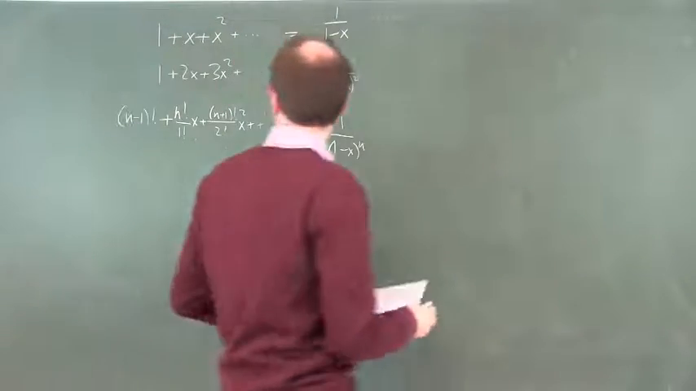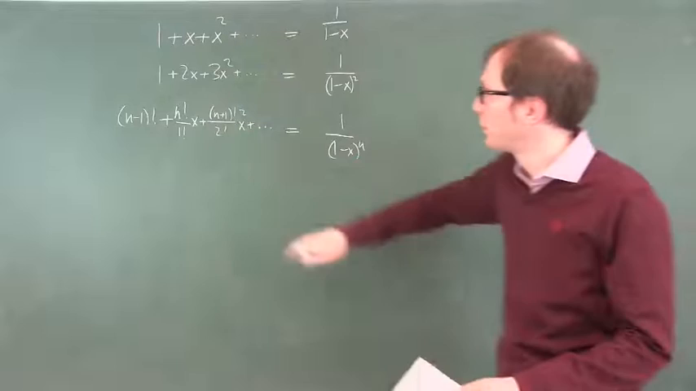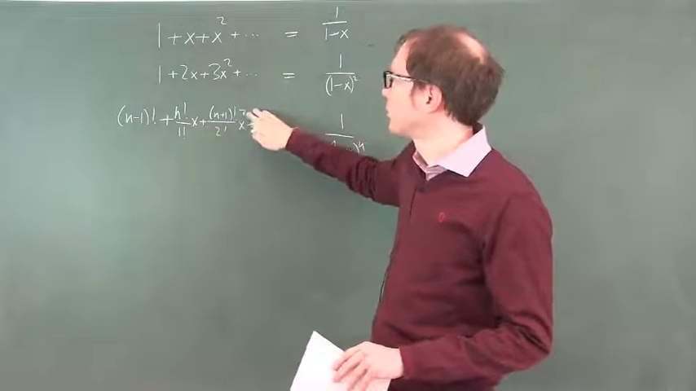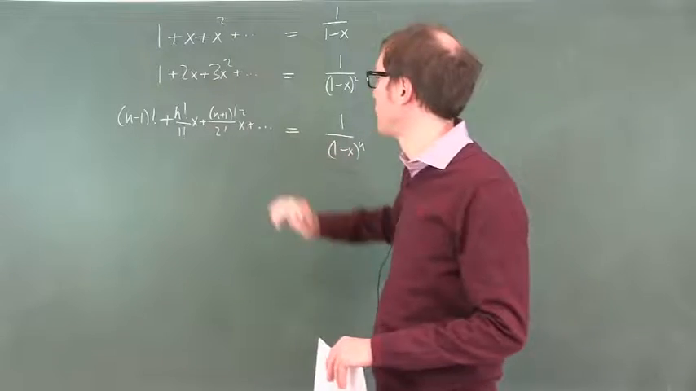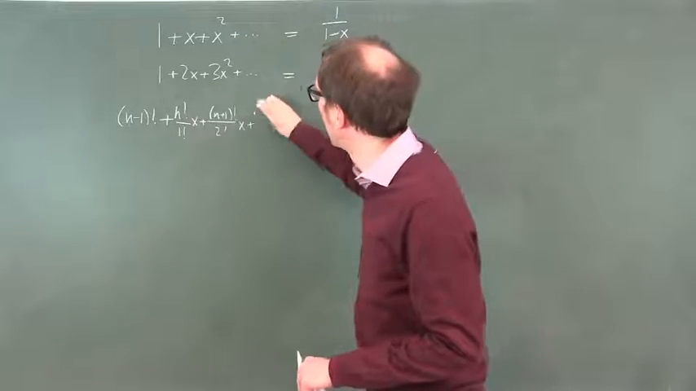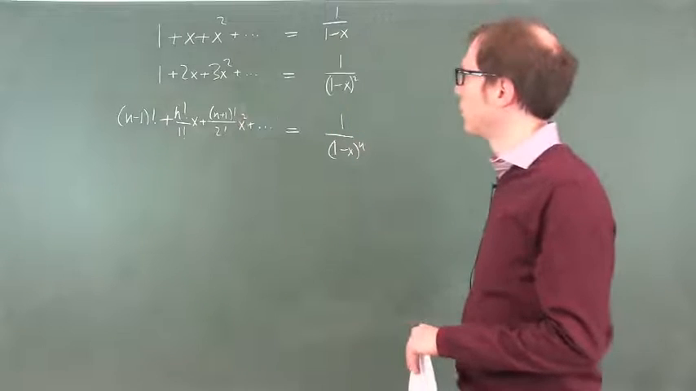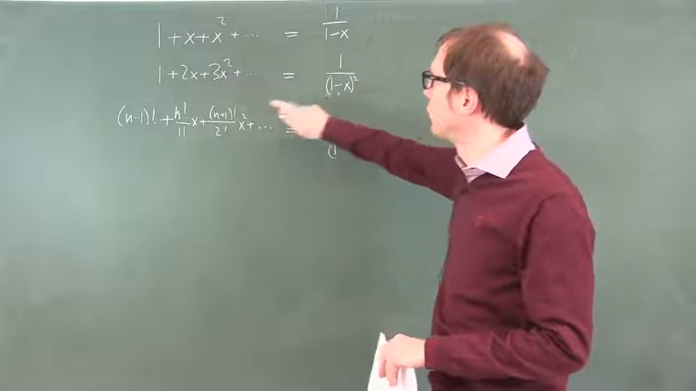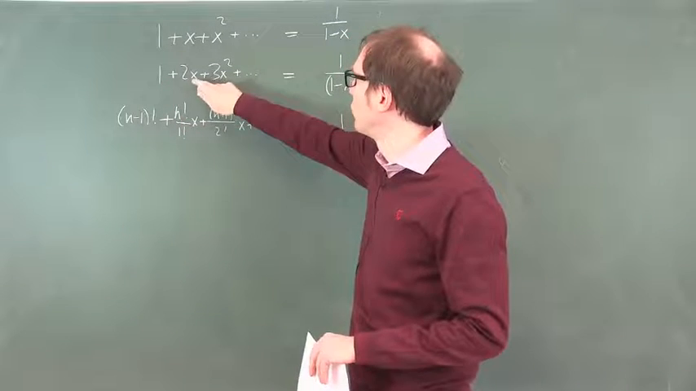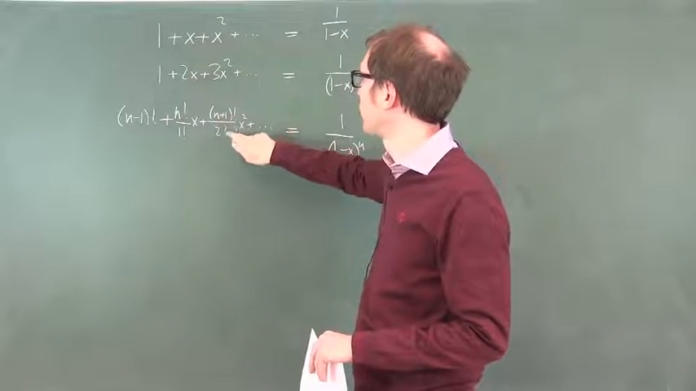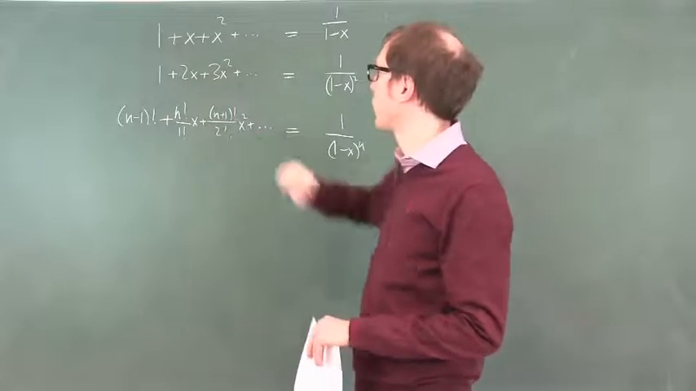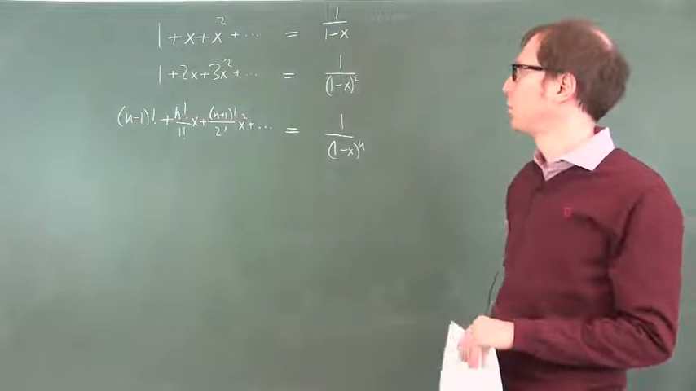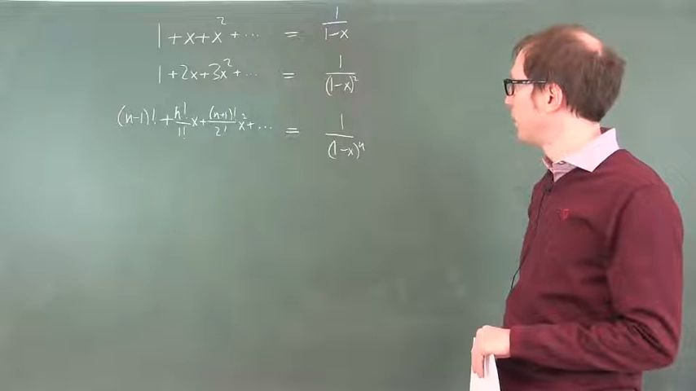And you will see that on the left side, what's going to happen is that you will have n minus 1 factorial plus n factorial divided by 1 factorial times x plus n plus 1 factorial divided by 2 factorial times x squared, and so forth. Okay, so in this case, n would be 2. So we'd have 1 factorial plus 2 factorial plus 3 factorial divided by 2 factorial, which is 3. Okay, so this is the general scheme, what you will notice if you do that.